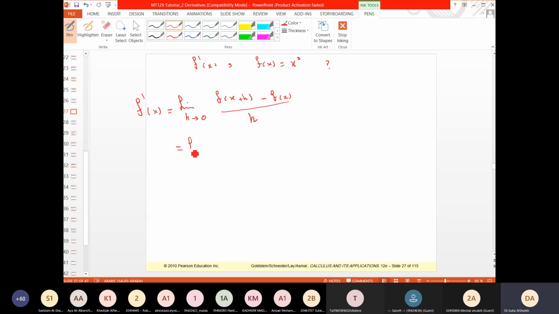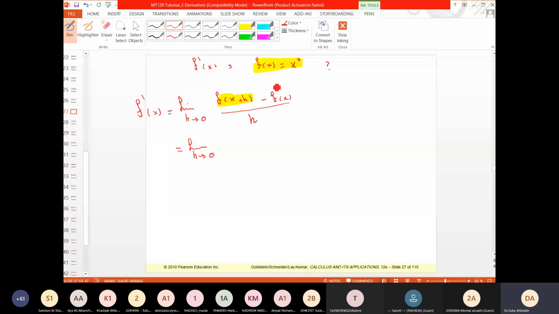Now, the limit stays. I still didn't do anything with that. What does f of x plus h mean? In the function f of x, I'm gonna change my x with x plus h. Instead of x square, it's gonna be x plus h square. This is the first amount, right? So this is gonna be x plus h square. Now the second amount, minus f of x, which is f of x itself, which is x square. So minus x square all divided by h.